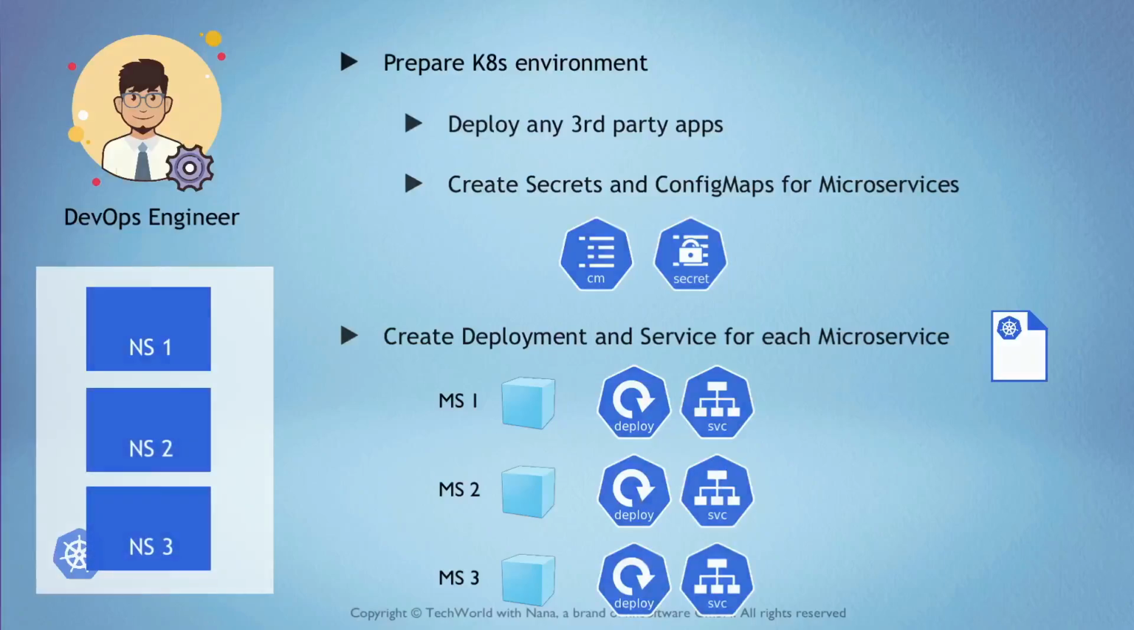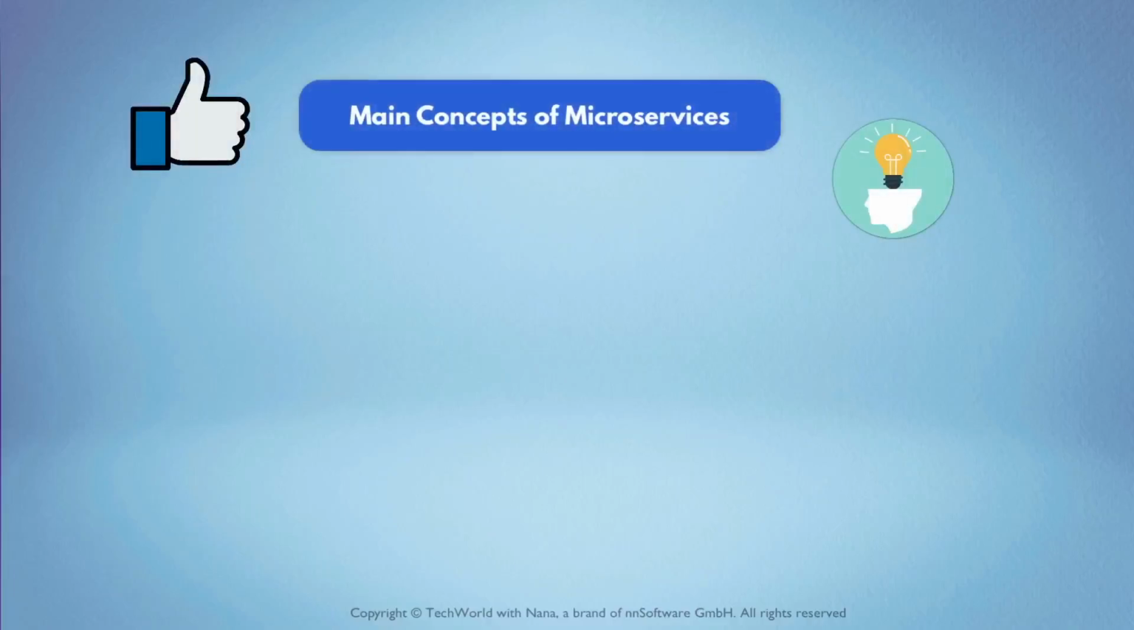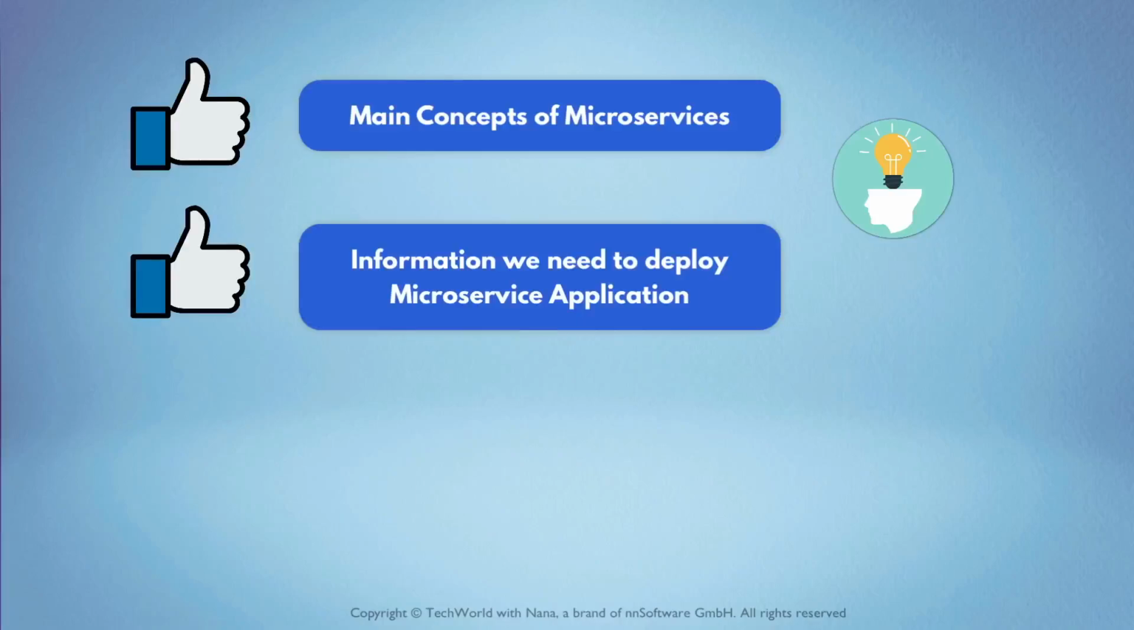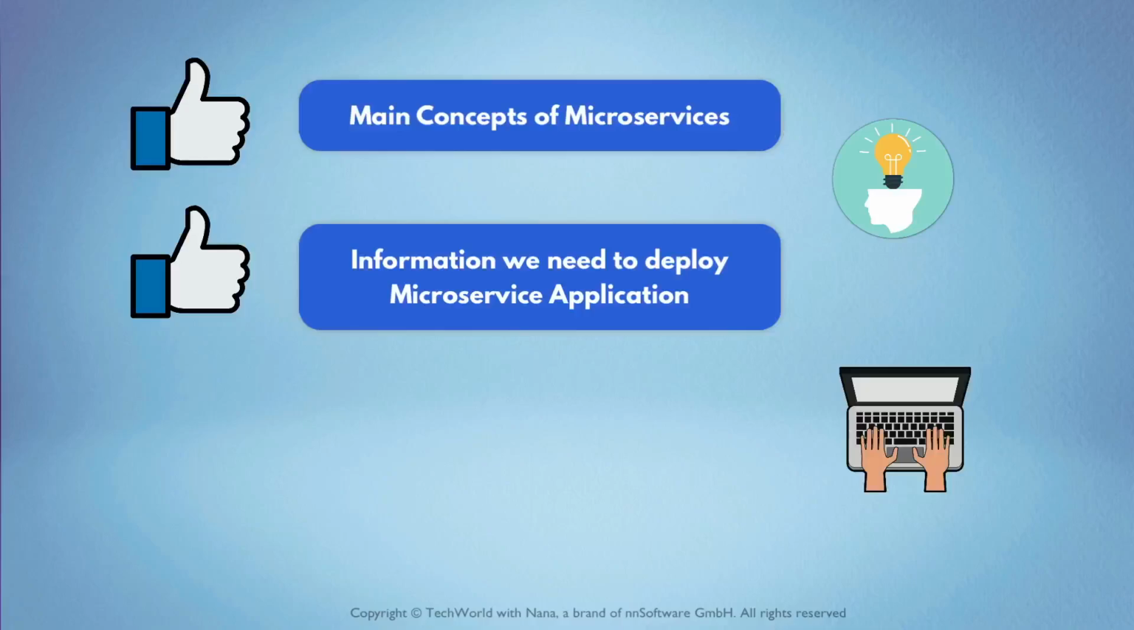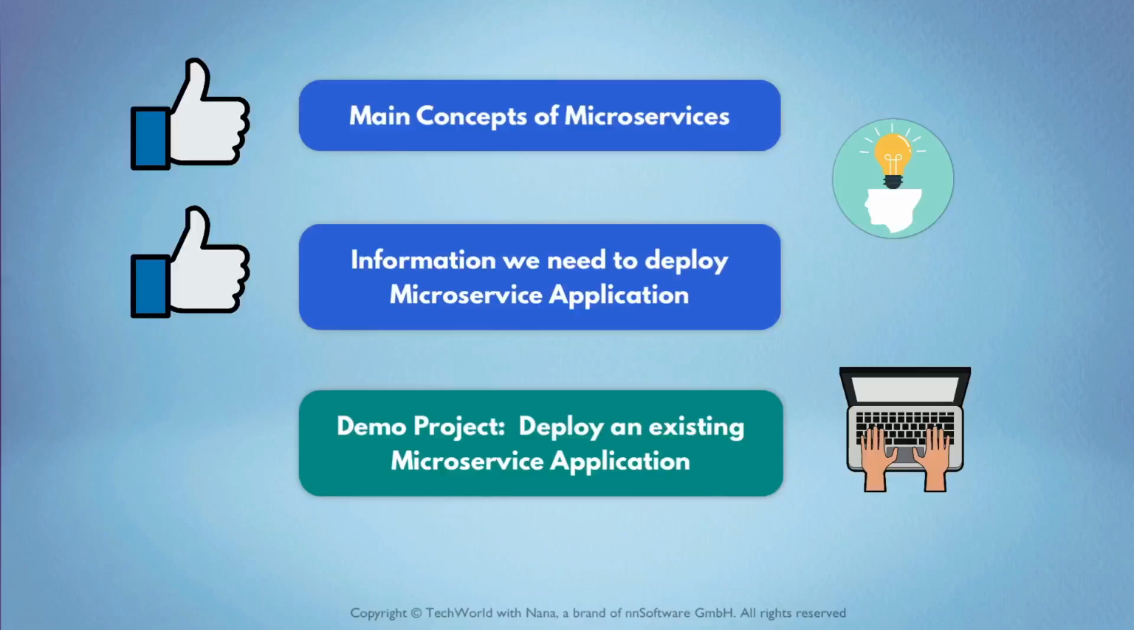Now that you understand the main concepts of microservices and what information we need as DevOps engineers to deploy an existing microservice application into the cluster, we're actually going to do that using our next hands-on demo project. So we're going to take an existing microservice application, which is hosted on a Git repository, and we're going to deploy that inside a Kubernetes cluster.